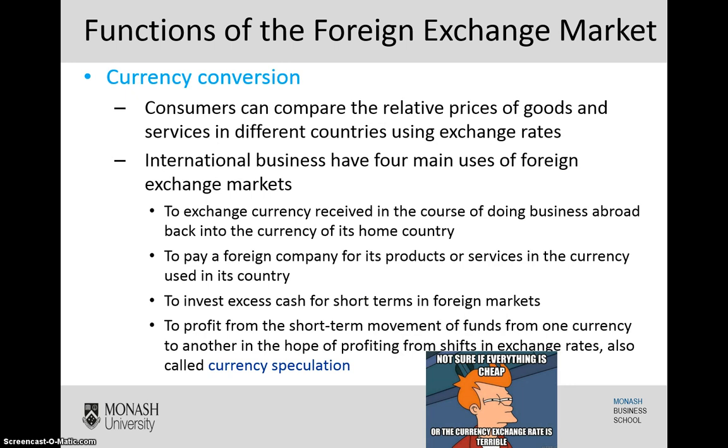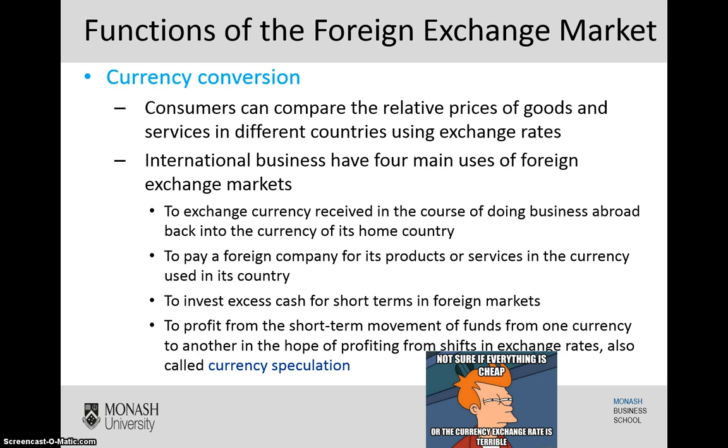If we look first, though, at the currency conversion benefit, it means that consumers, of course, can compare the relative price of goods and services from different countries using those exchange rates. They can say, okay, when we convert these Australian dollars into US dollars, you can compare exactly how much the equivalent prices are. International businesses usually have four general uses of that foreign exchange market in line with this.